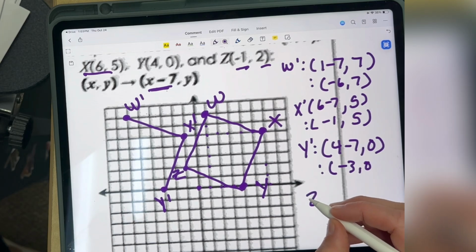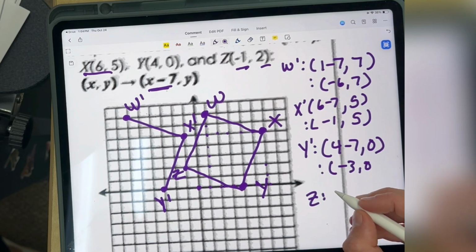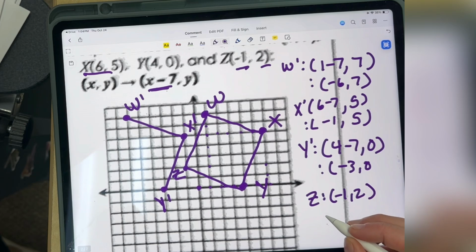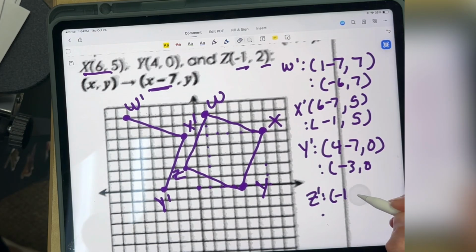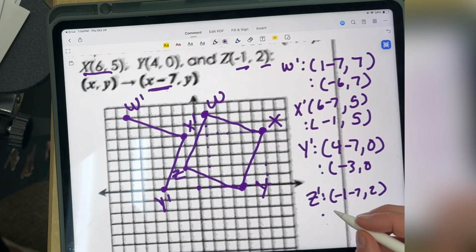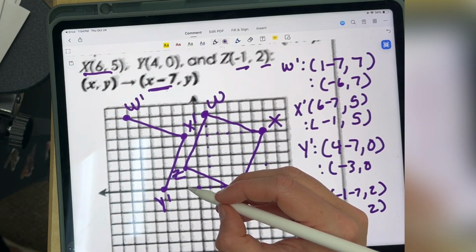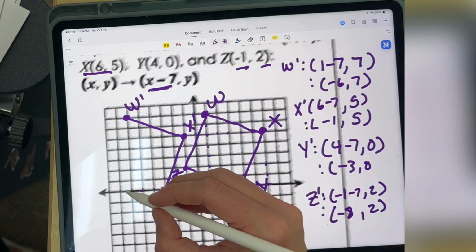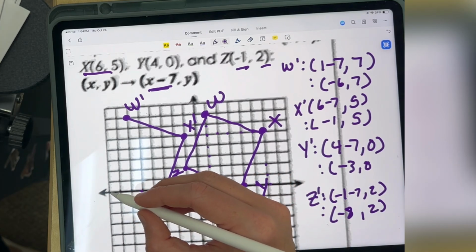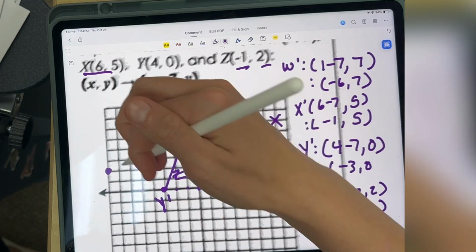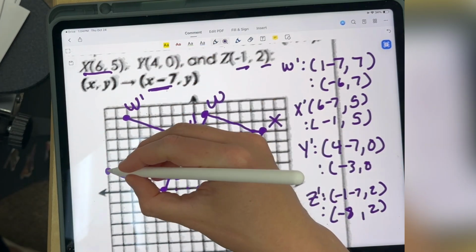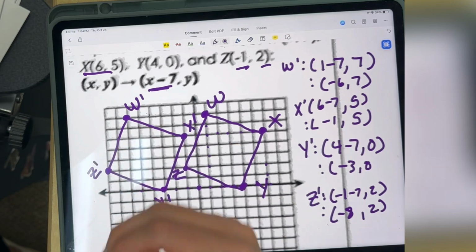And lastly, Z. Z is at -1, 2. So Z prime, I'm going to give myself some more room there. Z prime would be at -1 minus 7, which is -8. And then 2. So -8, starting at the origin, go 8 to the left. 1, 2, 3, 4, 5, 6, 7, 8. Okay, and then up 2, 1, 2. There you go. Whew, and we're done with that section. Z prime.